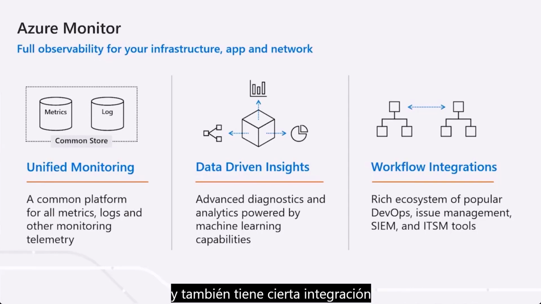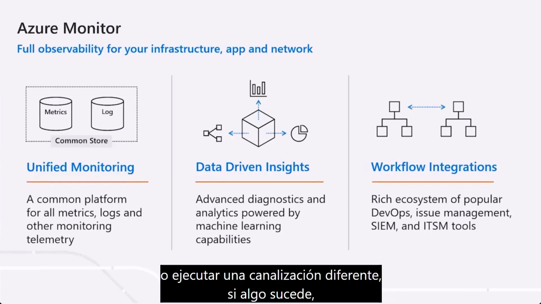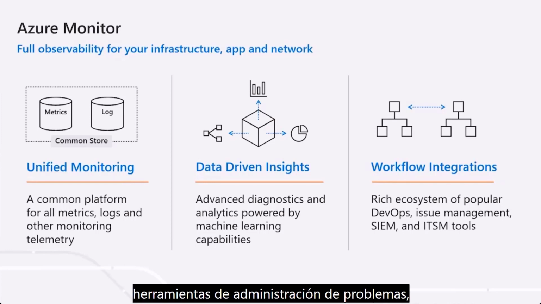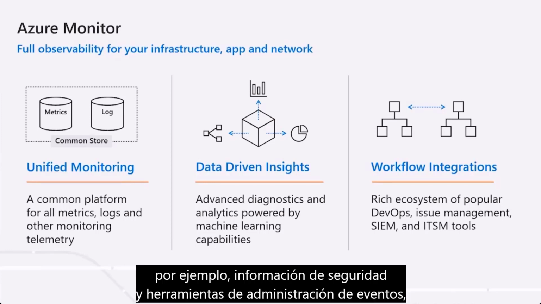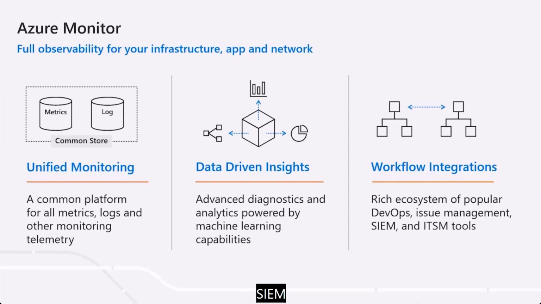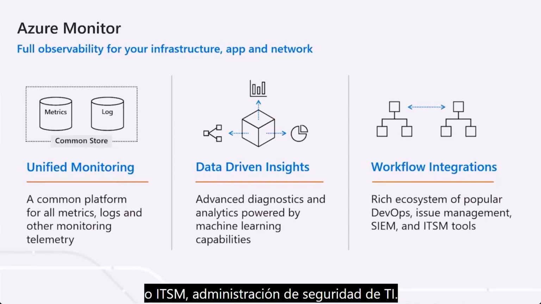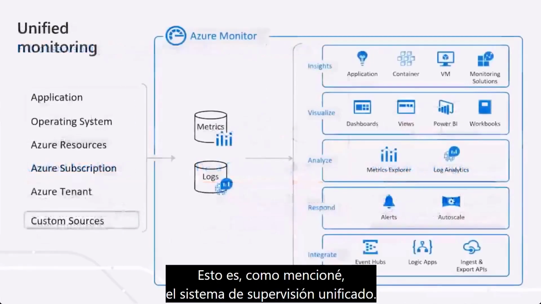And you also have some integration, of course, into DevOps. For example, if you want to get notified or you want to run a different pipeline if something happens. All kinds of issue management tools, for example, security information and event management tools, SIEM, or ITSM, IT service management tools. So basically, we have our own first-party tools, but you can also integrate that into third-party tools if you want. This is, like I mentioned, a unified monitoring system.